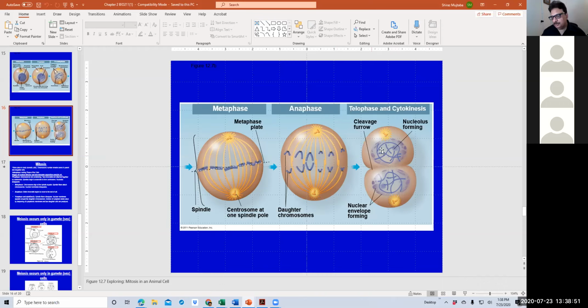There's no need for spindle fibers, so they are gone. And again, these centrioles are stationary. They're not needed. The cell is very close to dividing. So once the chromosomes have divided and the nucleus has formed, the cytosol has to divide. And division of cytosol is called cytokinesis.